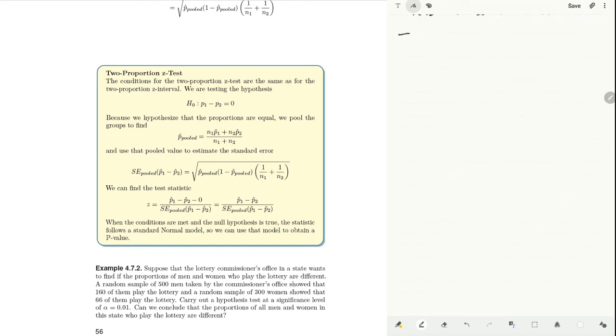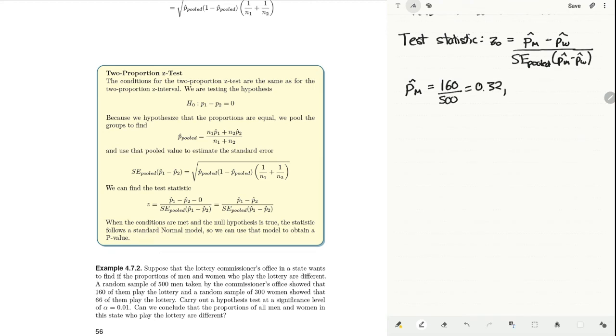So the next step is to calculate our test statistic, which will be a z-score. It's given as the proportion of men in our sample minus the proportion of women in our sample that play the lottery over the pooled standard error. So we want to calculate the proportion of men that play the lottery, which is 160 over 500. This is 0.32. And the proportion of women that play the lottery is 66 out of 300. And this is 0.22.